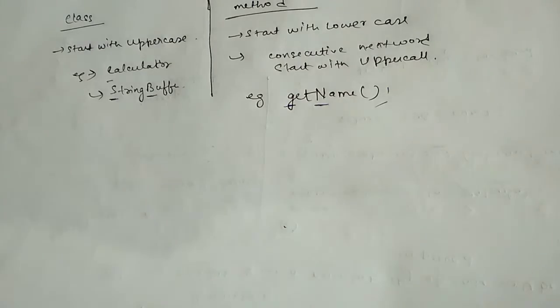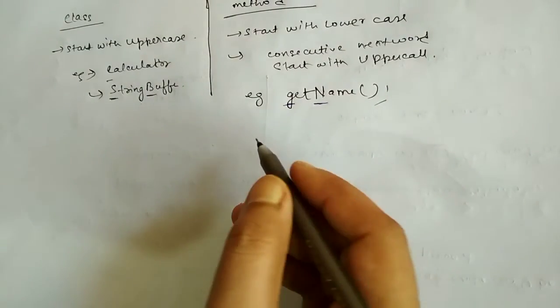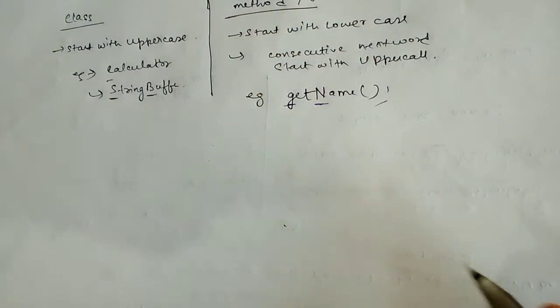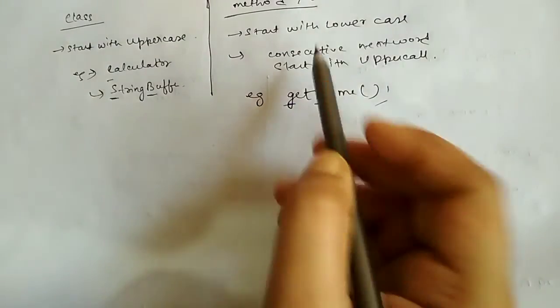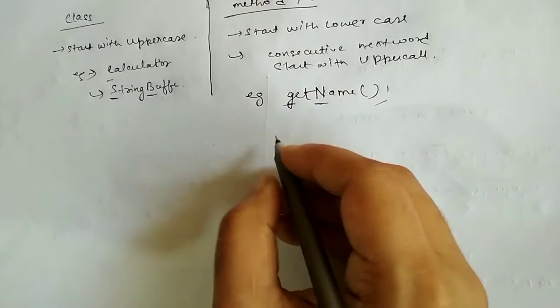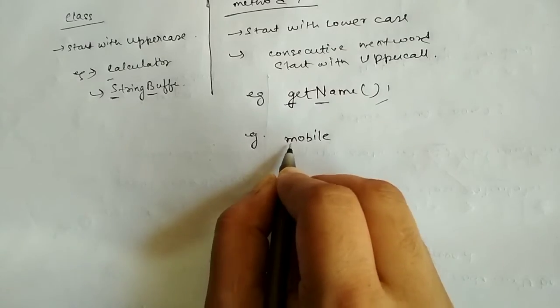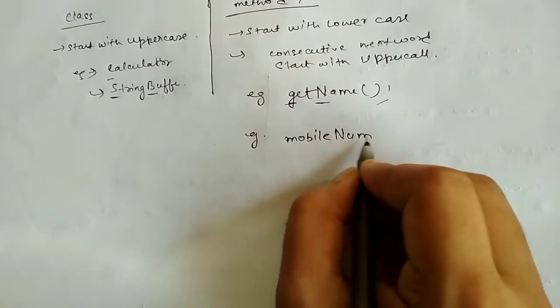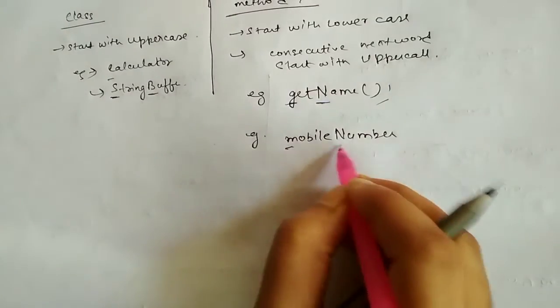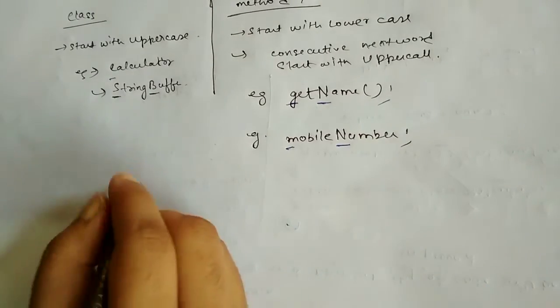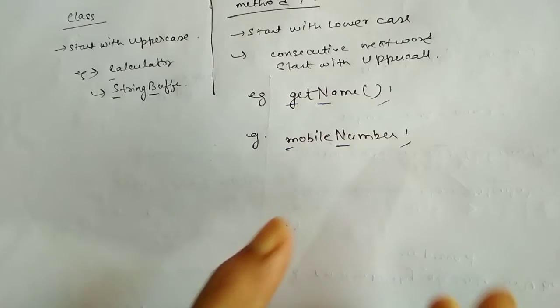And the same is the case with the variable. The variable should also follow the same rule as the method. Suppose the variable name is mobile number: we start with a lowercase m, then we start number with an uppercase N, mobileNumber. So it will increase the readability of the code, and the code will be easy to maintain and for others to read.